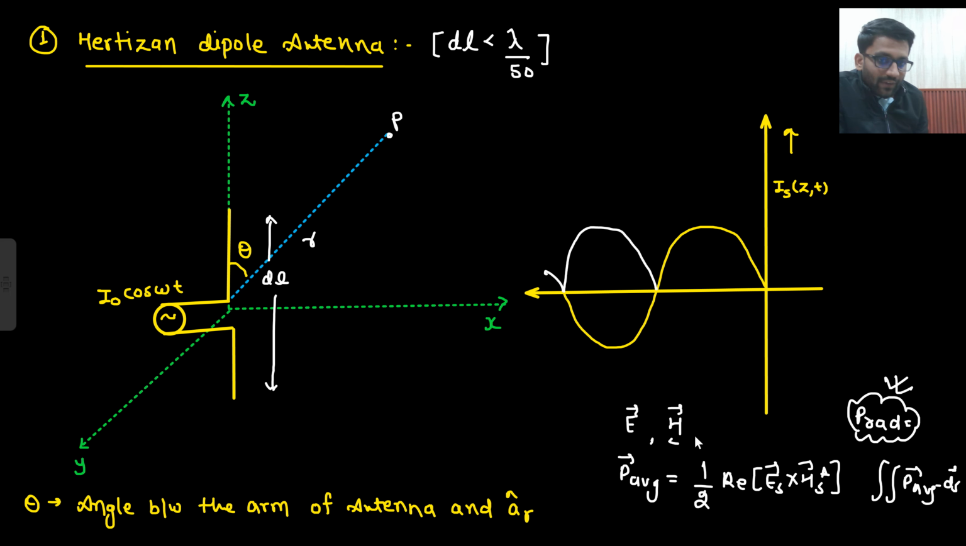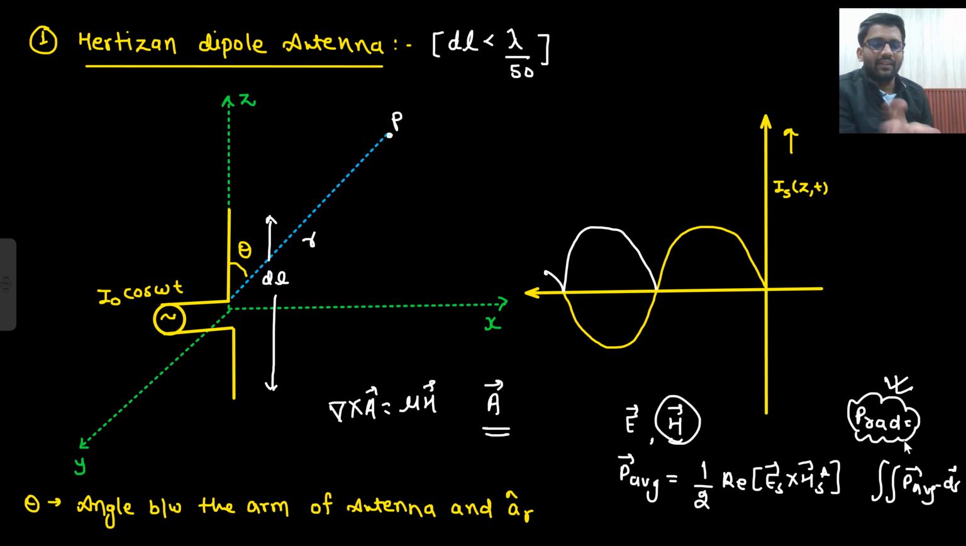Now, how can you find H? You can find H with the help of A. What is A? A is the magnetic vector potential. Del cross A is equal to mu H. So from there you can find your H as well. So we will find the magnetic vector potential, then we can find H. With the help of H we can find E as well, then P average. So this process we are going to see. Now the path is clear, right? We need to get to P radiated. This is our path.